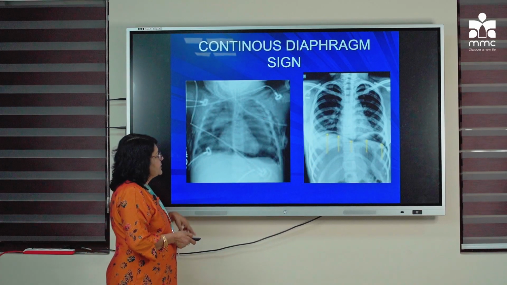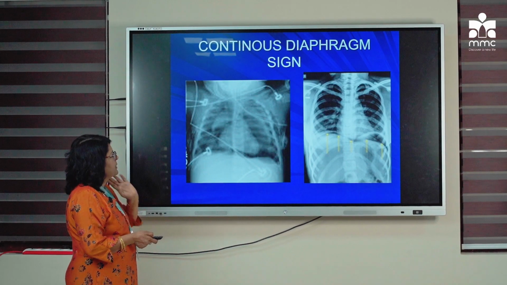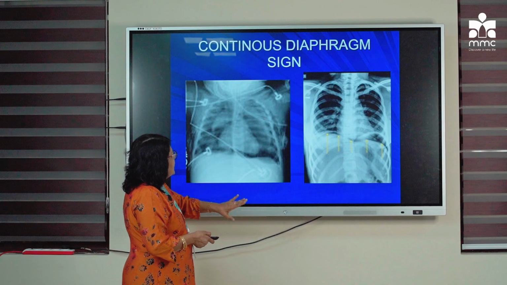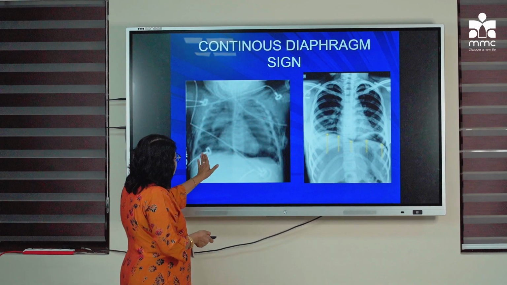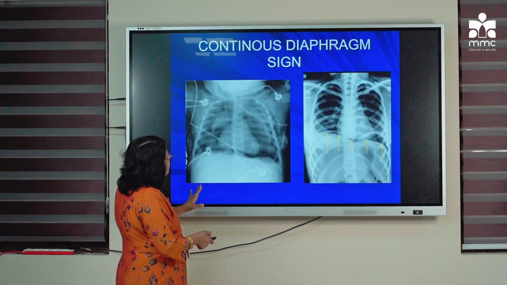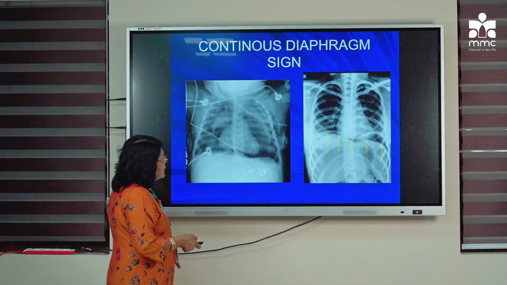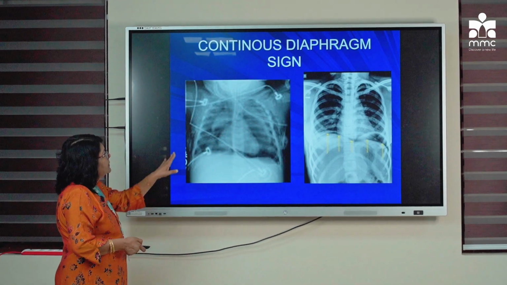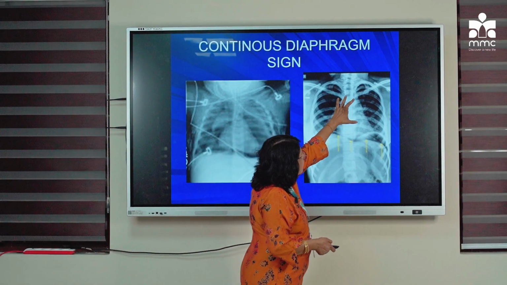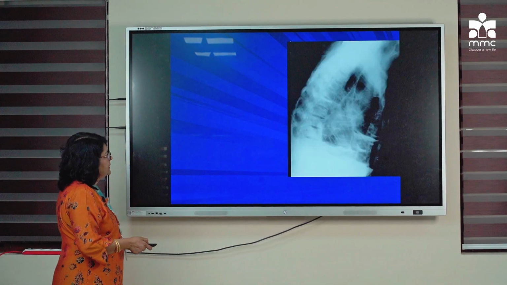What is the continuous diaphragm sign? When the patient comes with a road traffic accident or after positive pressure ventilation, the air enters the mediastinum and you get a pneumomediastinum, and you can see air under the base of the heart, and you can see air surrounding the heart and in the mediastinum, which is called pneumomediastinum, pneumopericardium. This is called the continuous diaphragm sign. This is the pneumoperitoneum, which is a little bit of air surrounding the heart. This is the pneumopericardium and pneumomediastinum.